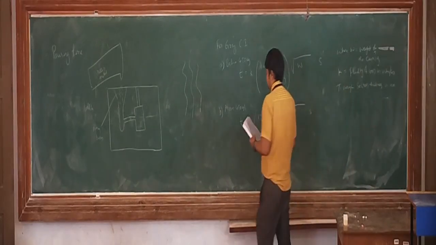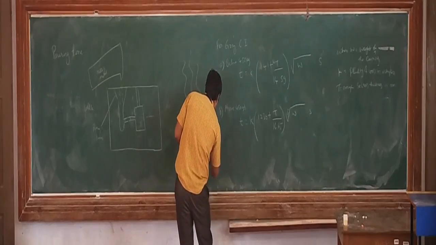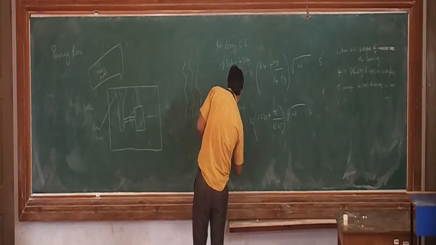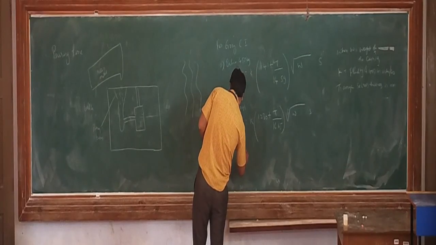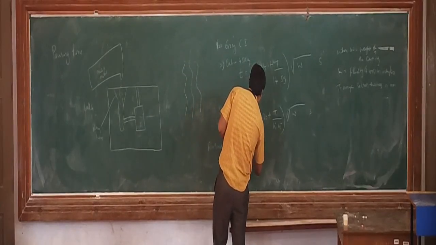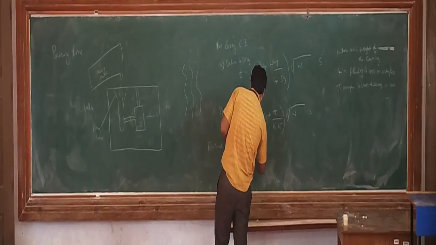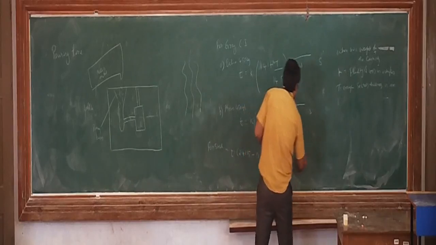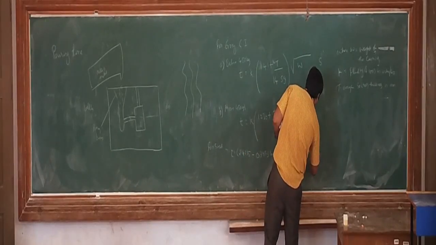And for steel, T is equal to 2.4335 minus 0.3953 log W, into square root of W, this many seconds. Here again W is the weight of the casting.